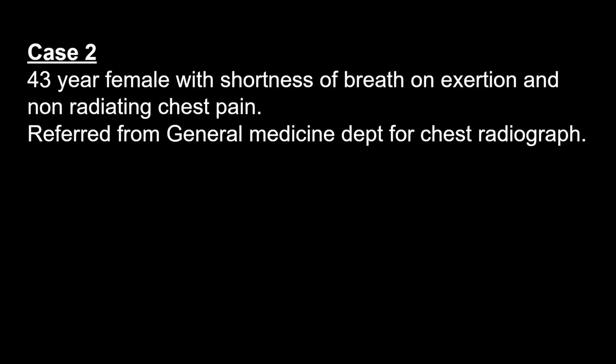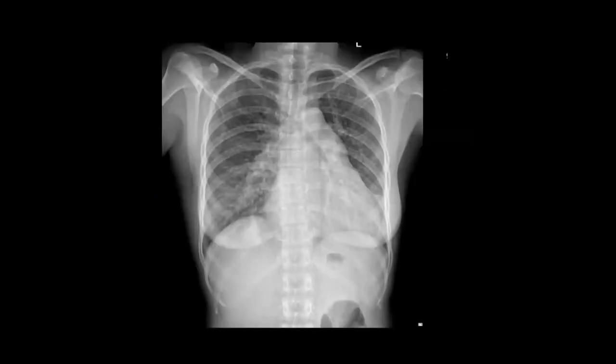Coming to case 2, a 43-year-old female with complaints of shortness of breath on exertion and non-radiating chest pain, referred from the general medicine department for chest radiograph. Frontal radiograph of chest shows rotation to the left, trachea and major airways are normal, prominent bronchovascular markings in bilateral lung fields with upper lobe venous diversion, prominent bilateral hila, curly B lines in right lower zone, cardiomegaly, enlarged pulmonary bay, homogeneous opacity in right lower lung field, likely because of cardiac overlap.